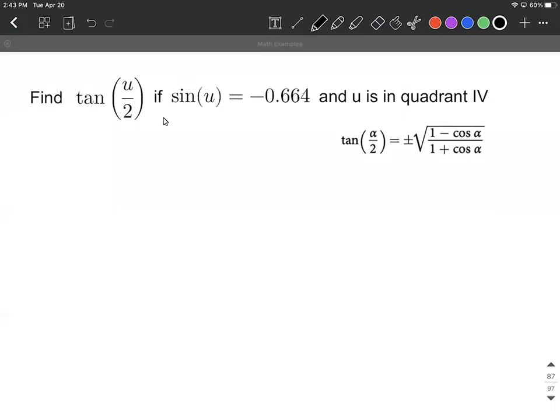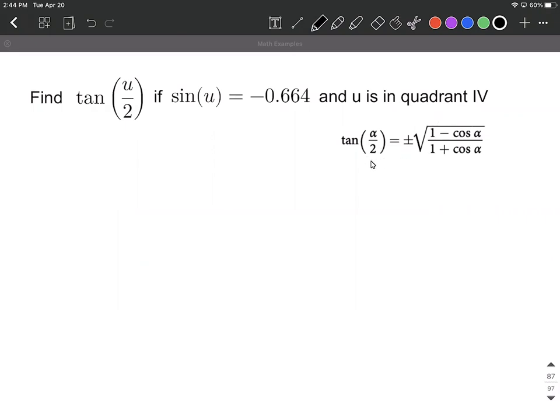Okay, kind of a challenging problem. So let's go through this step by step. We are tasked with finding the tangent of u divided by 2, but we're given sine of u this time. So we're going to use a half angle formula, and we're also given that u is in quadrant 4.